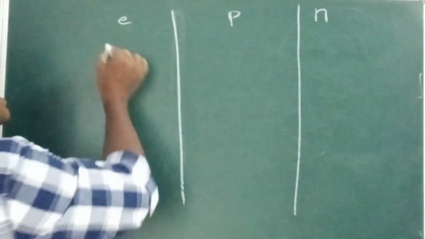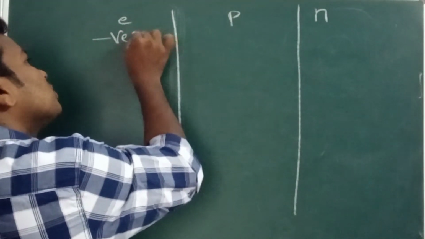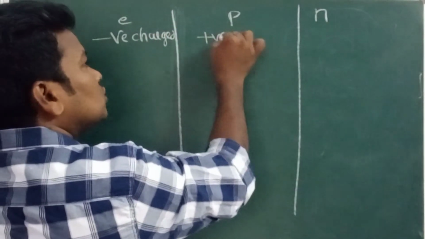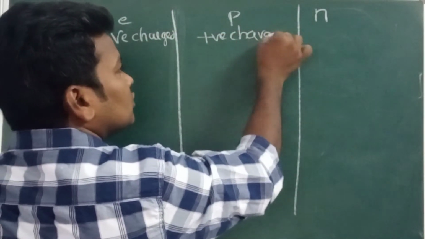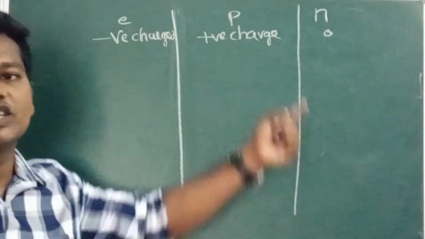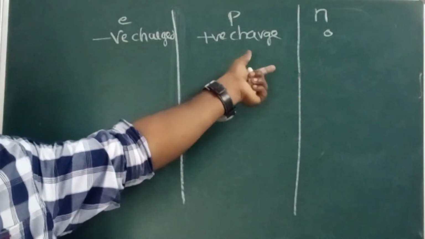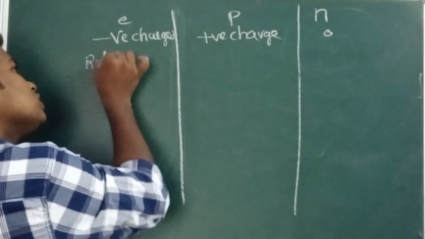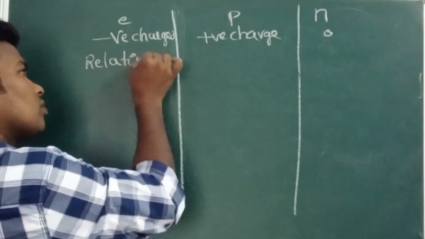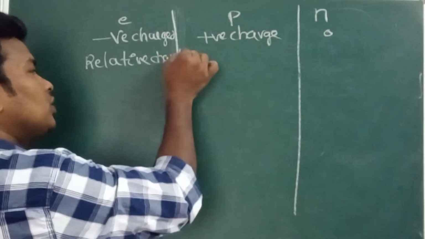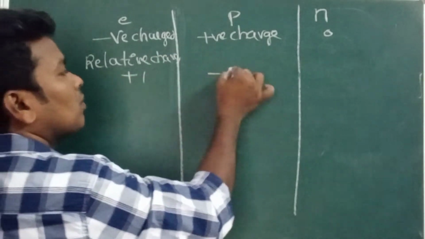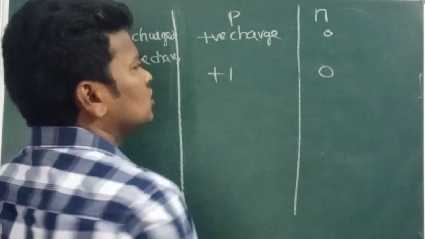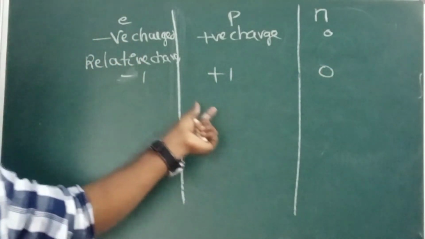This electron is a negatively charged particle. This is a positively charged particle. This is neutral, no charge. Neutron doesn't have any charge. So, relative charge: if you want to compare relatively, this is plus 1, this is minus 1, this is plus 1, and this is 0. Neutron doesn't have any charge.